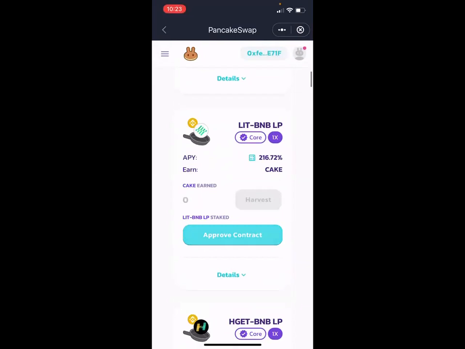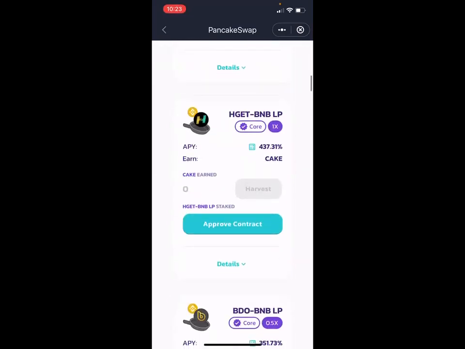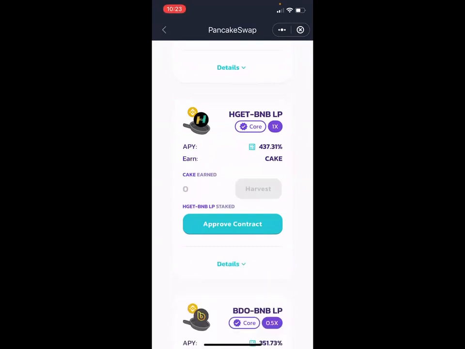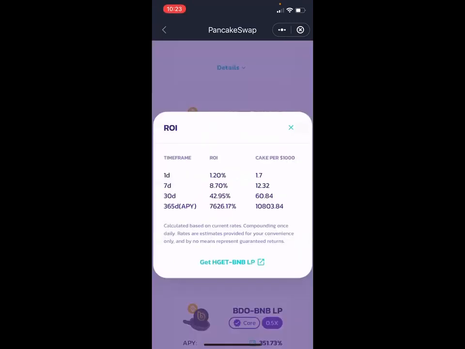Lit, I'm sure you guys have heard of the Lit token. Look at another one, and you guys can see what the return on these are. I mean, you leave it in for, that's insane. For a whole year, that's like almost, let's just round it down, that's 7,000%. You're making 10,000 Cake for a year off of $1,000. That's 70 grand.